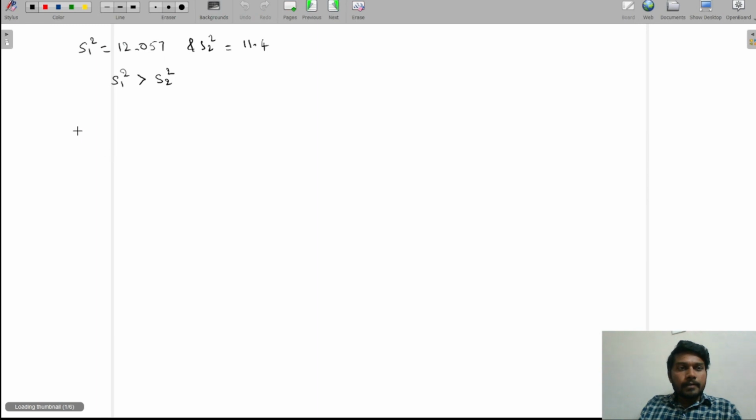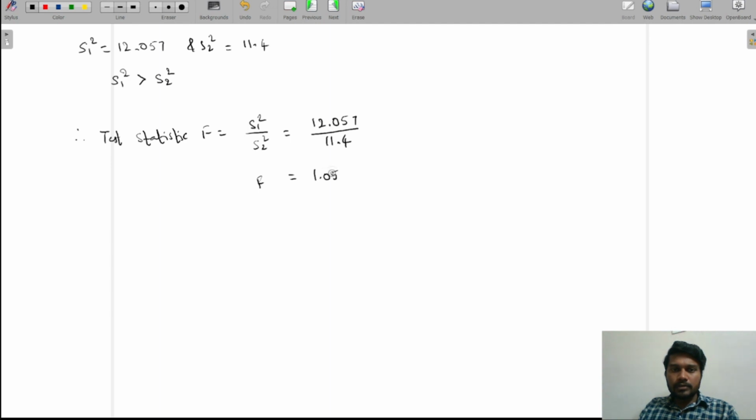So therefore test statistic F equal to s1 square by s2 square. It is equal to 12.057 by 11.4. Then the solution of capital F equal to 1.057. Okay, so now this is the value of capital F. Now we need a value of f alpha. Yes, so we need a value of f alpha.